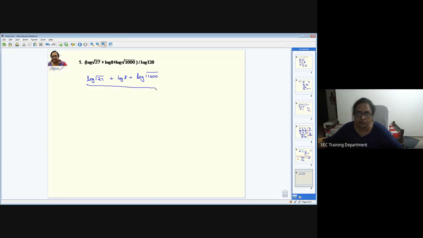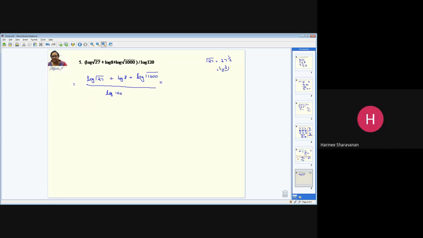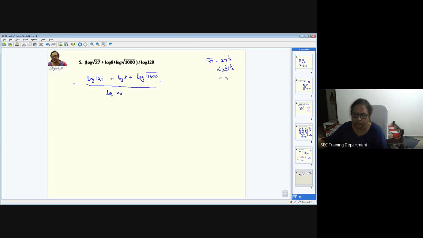Whole divided by log 120. First thing is simplify. Any logarithm problem, the very first thing is to simplify. So how will you simplify this? What is root 27? 3 root 3. Root 27 is 27 to the power 1 by 2. And 27 is 3 to the power 3, whole to the power 1 by 2. So what will that be? 3 to the power 3 by 2. Correct? Yes, ma'am. This is clear.